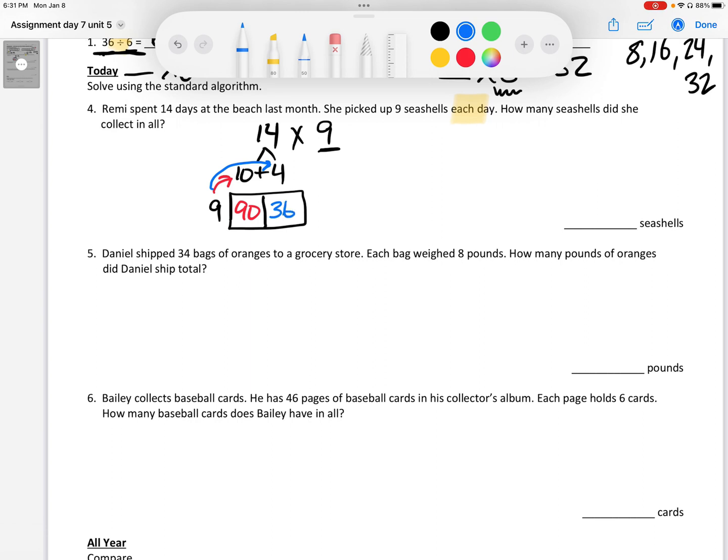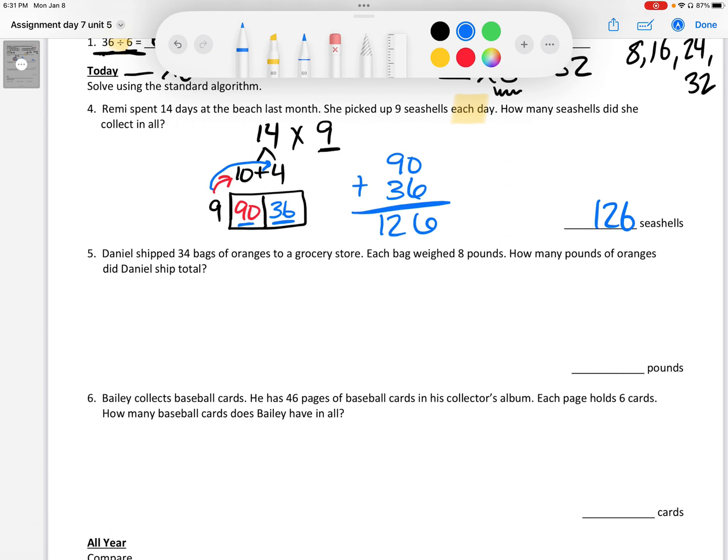To finish this, we need to add together these two, what they call partial products. 90 plus 36 is going to be 126. So she picked up 126 seashells in all.